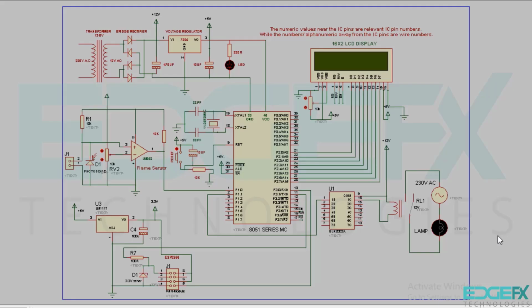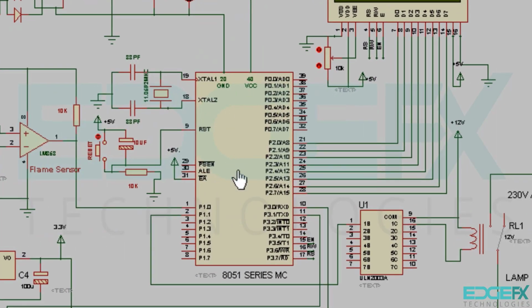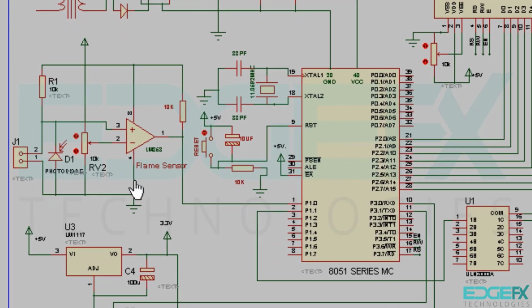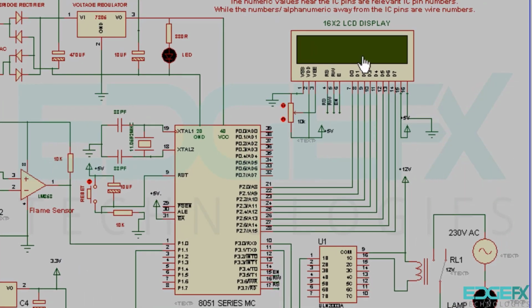This is the circuit diagram for IoT-based fire detection using the 8051 microcontroller with relay and LCD display. Here is the 8051 microcontroller standard circuit, using a crystal of 11.0592 MHz at the 18th and 19th pin, and the capacitor, resistor and push button making a reset circuit connected to the 9th pin of the microcontroller. Please note that the microcontroller takes the input and provides the output according to the program.